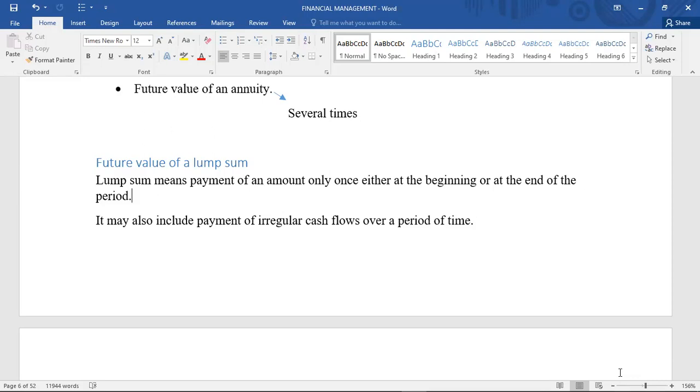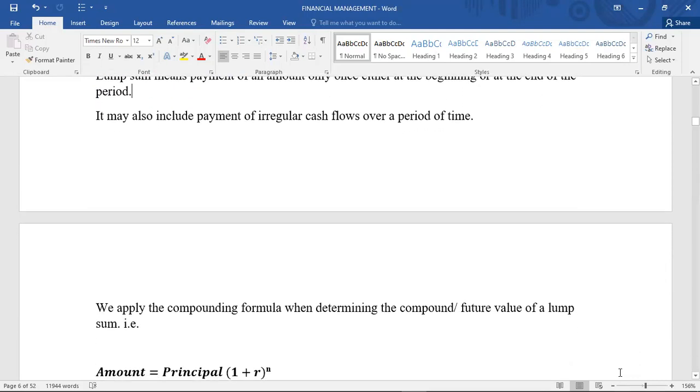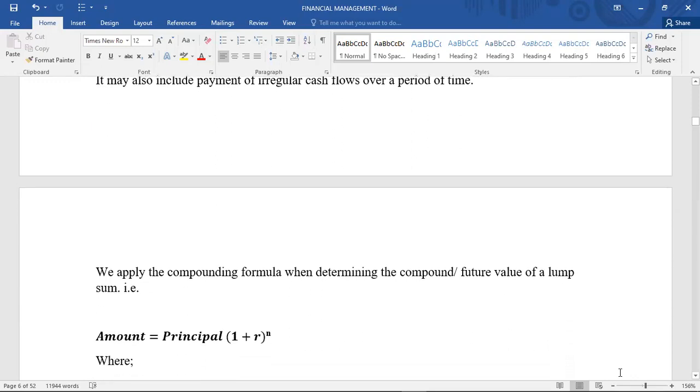Now, we apply the compounding formula when determining the compound future value of a lump sum. And I'm going to take you back to high school, where we used to use this formula. So when I go to my board, because we have said we are going to be using the compounding formula when determining the compound future value of the lump sum.